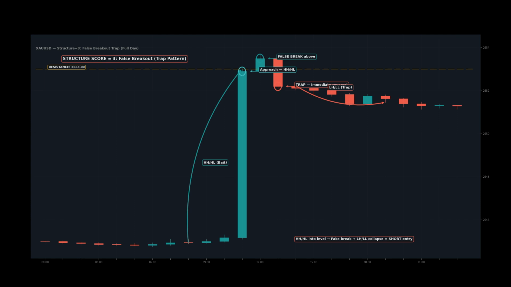Everyone who bought the breakout is now trapped. Their stops fuel the reversal. Enter in the reversal direction, short, at the close of the confirmation candle. Stop 10 to 15 points beyond the false break wick extreme. Target back to the opposite side of the range. This is the most profitable pattern when identified correctly, but it requires patience. Wait for the confirmation candle. Do not enter against the wick while it is still forming.